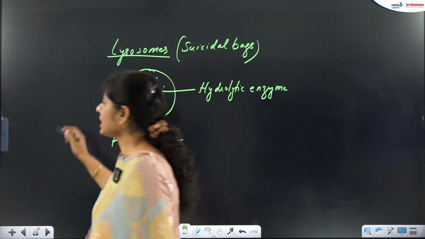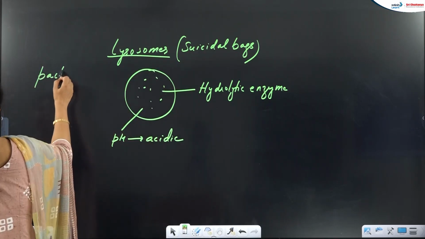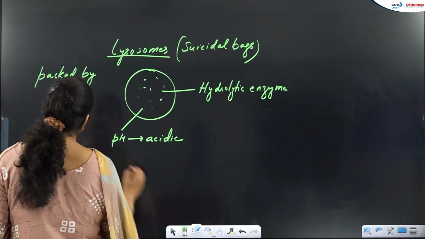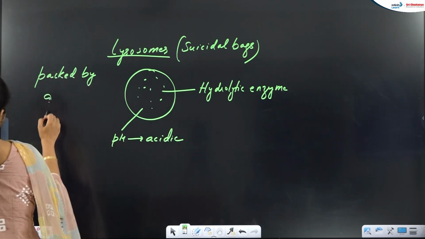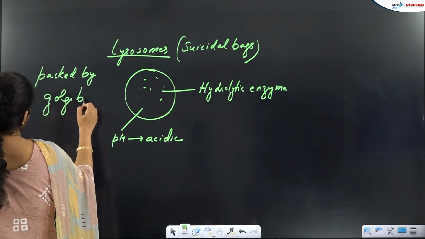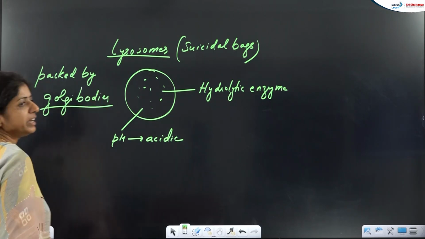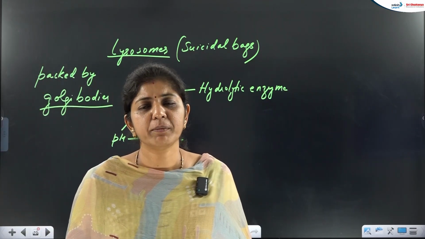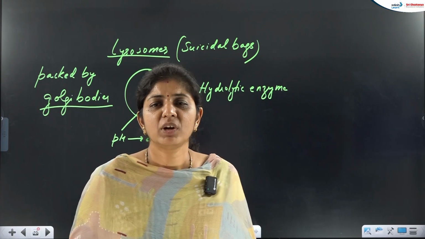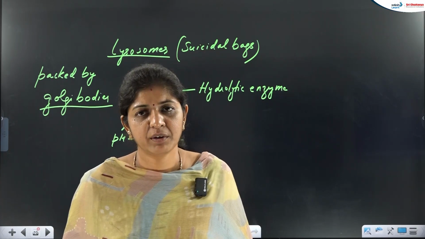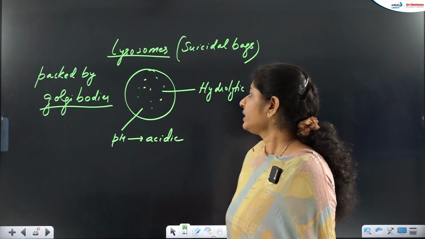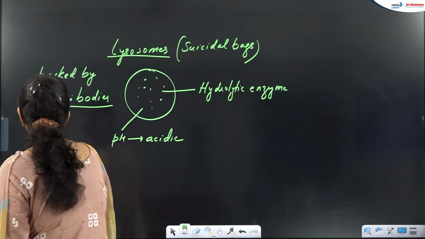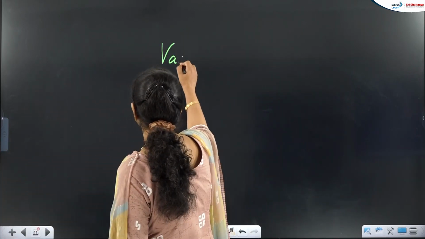Actually these lysosomes are packed by Golgi bodies. Right? So Golgi bodies are packaging that and sending it throughout the cell. That I already told you, that is a function of the Golgi body, packaging and dispatching. So lysosome is even one of the results of it. Fine. So this is the next organelle under the endomembrane system, that is the lysosome. Next after that, let me take the vacuoles.